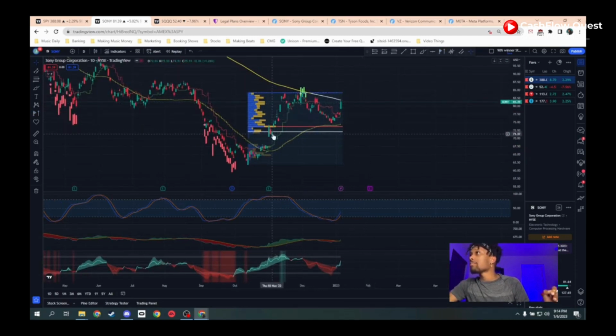We're in a safe space. If we fall to this area, this is what we call a ghost zone, where there was literally no volume in the previous trend. So now we're just looking to bounce off of this. Probably on Monday we'll be down on Sony, probably down on the whole market on Monday.